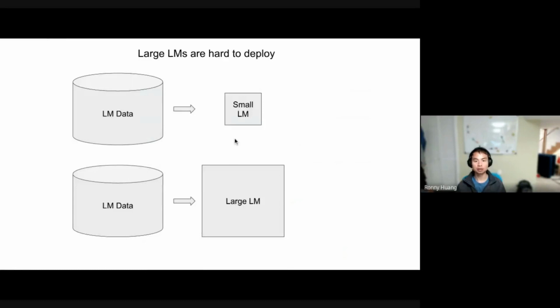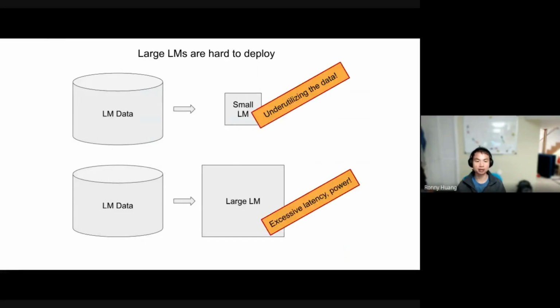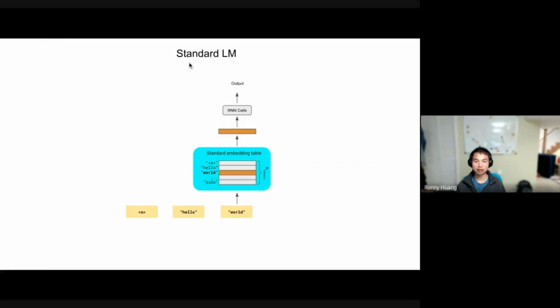Now, in order to leverage this large amount of LM data, the LM itself can't be too small because then it can't fit all of the data. A large LM, on the other hand, has the problem of excessive latency and ops in power, factors which make it hard to deploy. Our proposal is an LM architecture that scales up very well without increasing at all the latency or power. Let's start with the standard LSTM LM.